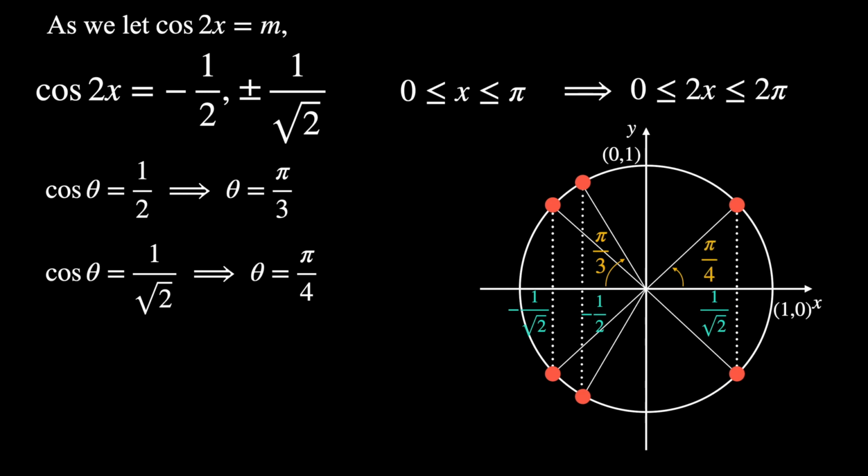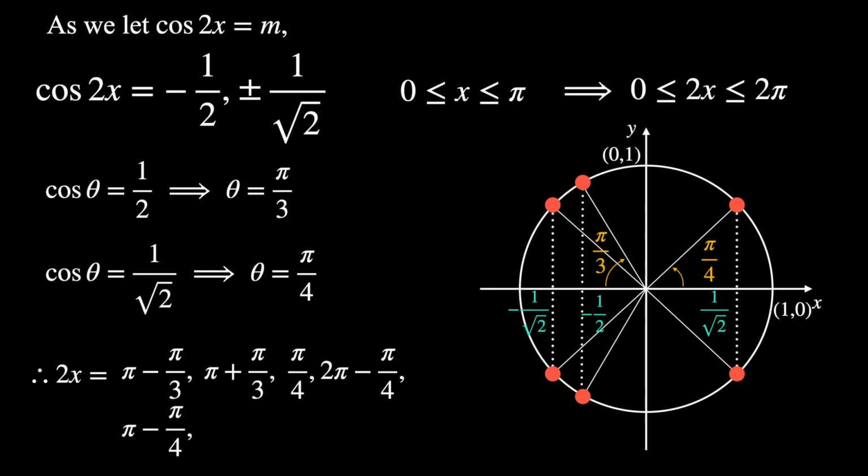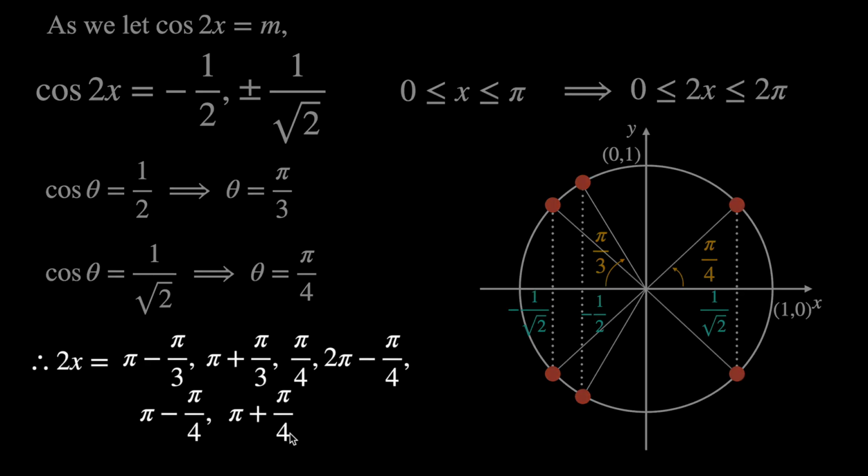So we have those two angles, and now we can go ahead and find all of the solutions. So therefore 2x, if we're looking for the angle of rotation to the point in the second quadrant here, that's going to be pi take pi on 3. Then this point will be pi plus pi on 3. Then this point over here is just pi on 4. Then the point in the fourth quadrant is 2 pi take pi on 4. And the other 2 points in the second and third quadrants are pi take pi on 4 and pi plus pi on 4. So we have the solutions for 2x.